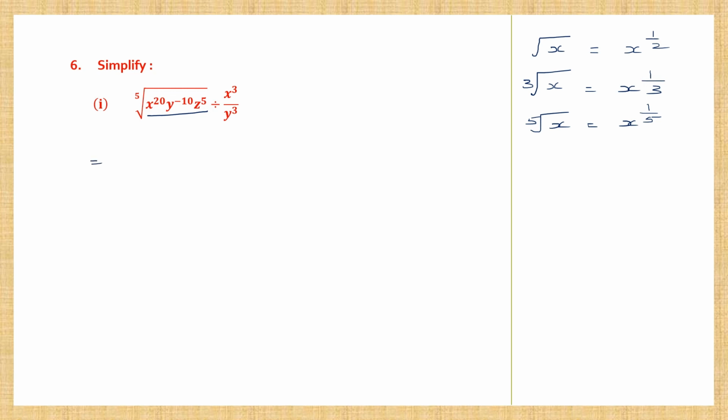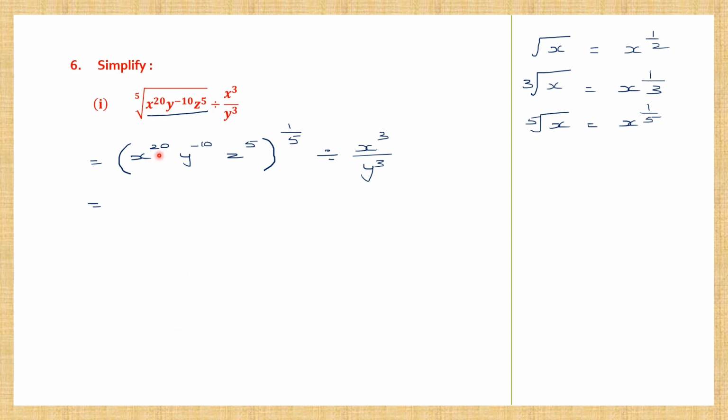So in that case, let's write all these inside. That is x raised to the power of 20 into y raised to the power of minus 10 into z raised to the power of 5. We are removing the root sign, so it becomes raised to the power of 1 by 5 because it is root 5. Then the rest remains the same, divided by x to the power of 3 by y to the power of 3.